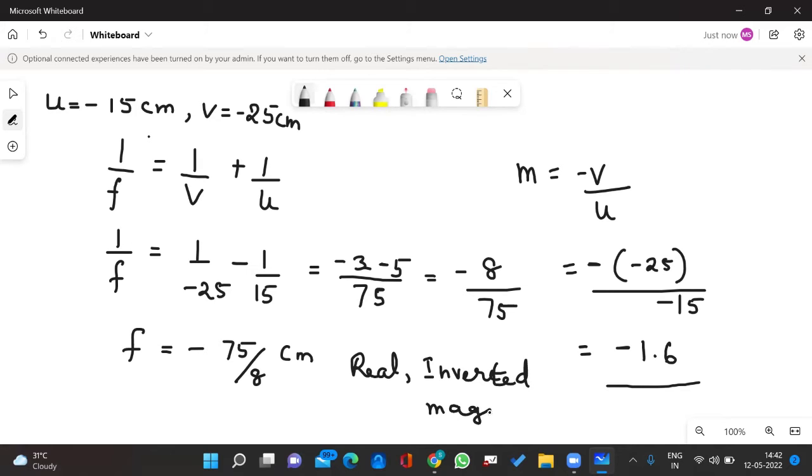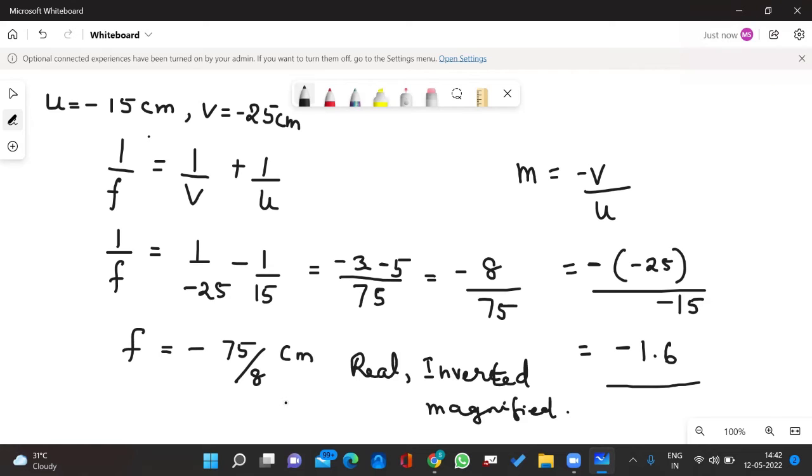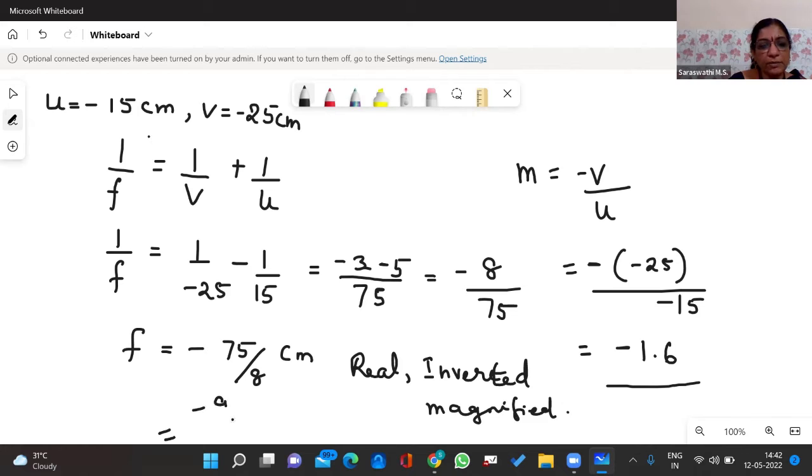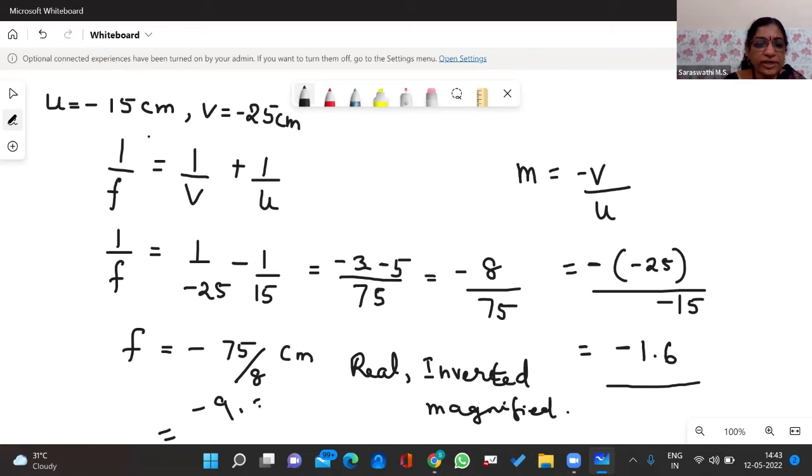So what is the position of the object? What is the focal length? The focal length we got as 75 by 8, which comes to around minus 9 point something. 9.375.